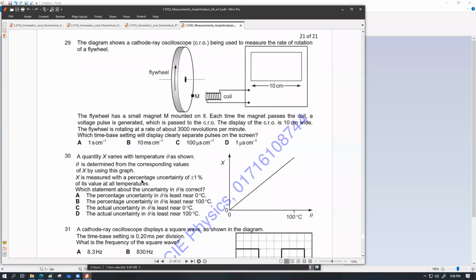X is measured with a fractional uncertainty of plus minus 1%. So have a look. Here x has a value variation of plus minus 1%. What does it mean? The bigger the value of x is, the higher the absolute amount is. But your absolute error, delta x, would always be a fixed fraction of the original number.